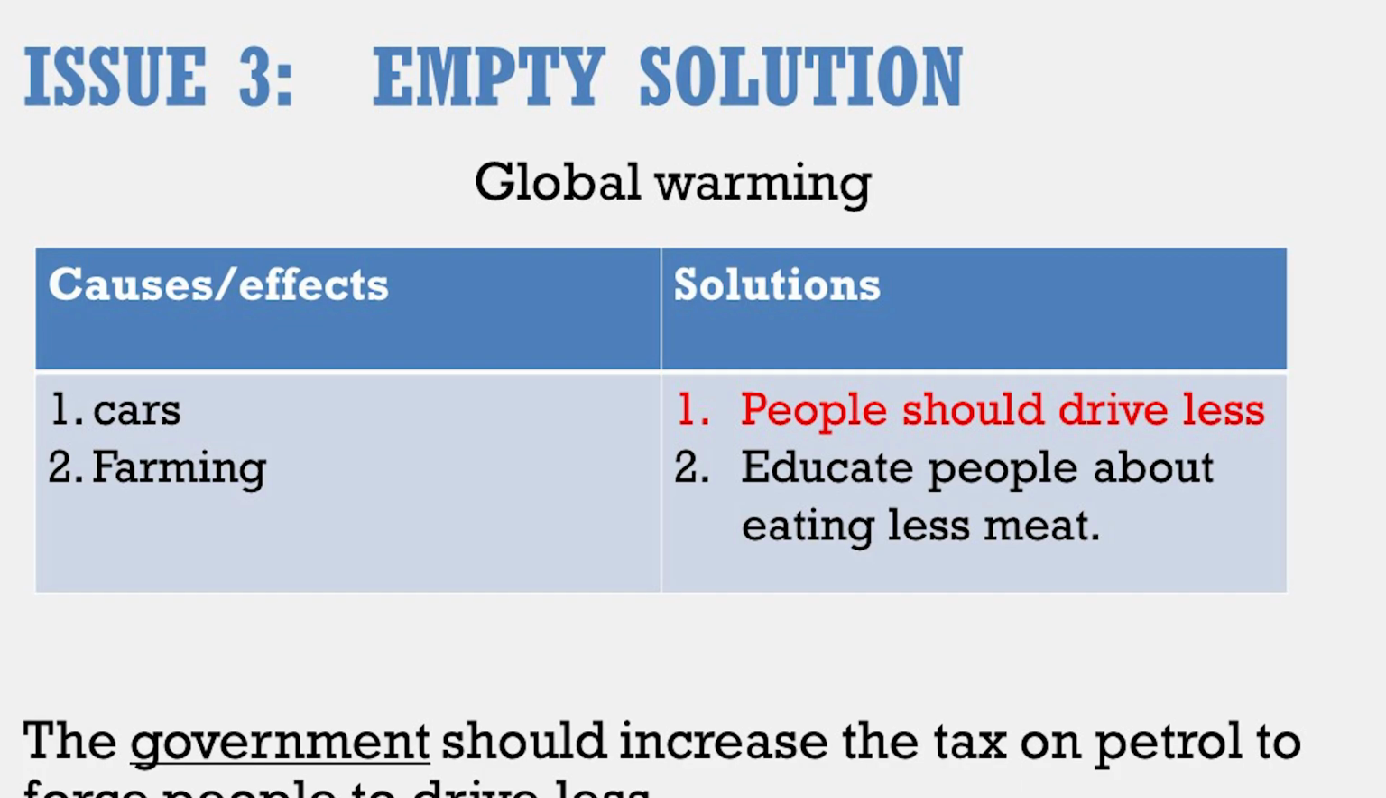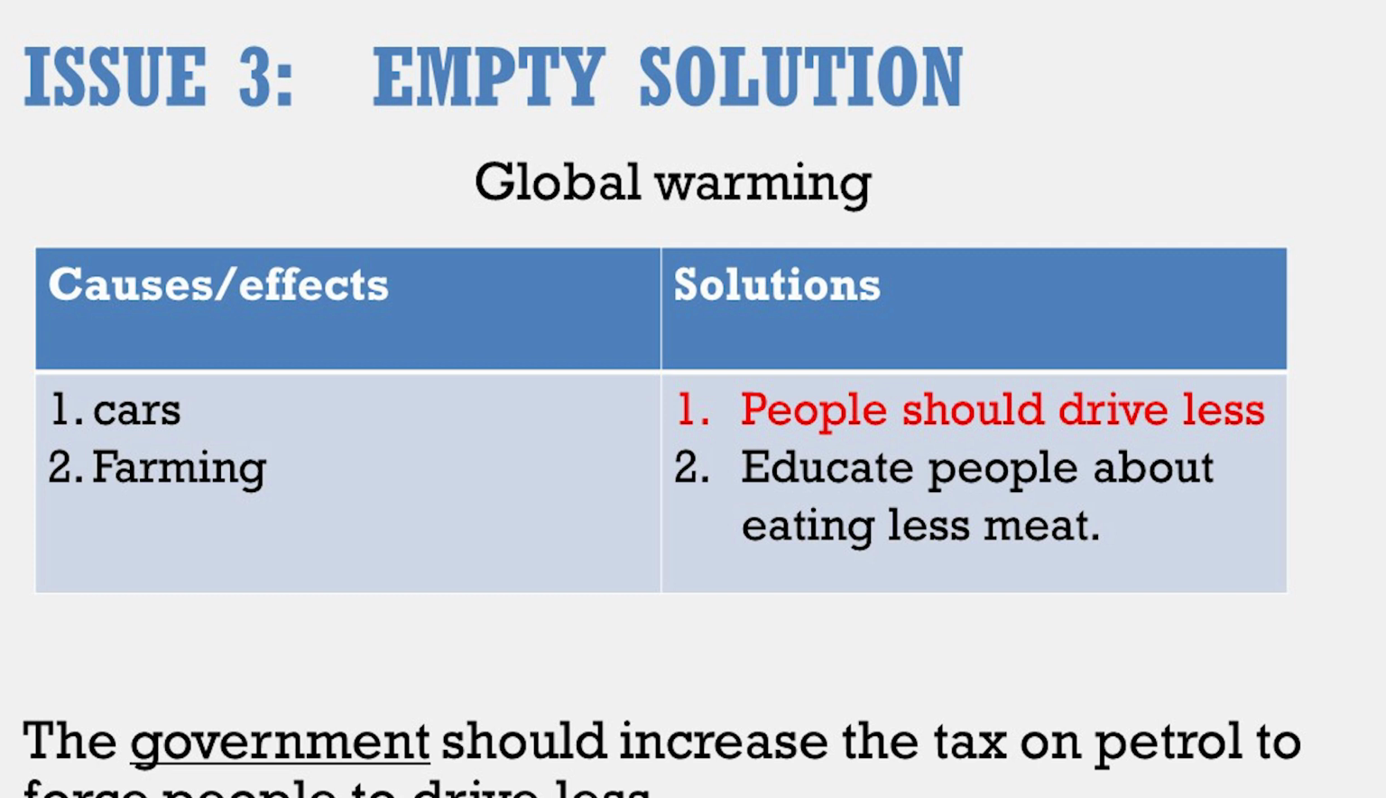Another common issue are what I call empty solutions, where you give a solution but it doesn't include the implementation, or how this is actually going to happen, how things are actually going to change or be solved in the future. So if we've got this idea of cars causing global warming, a solution like people should drive less is really not great. And the reason why it's not great is, yes, people should drive less, but they don't. They're driving a lot at the moment.